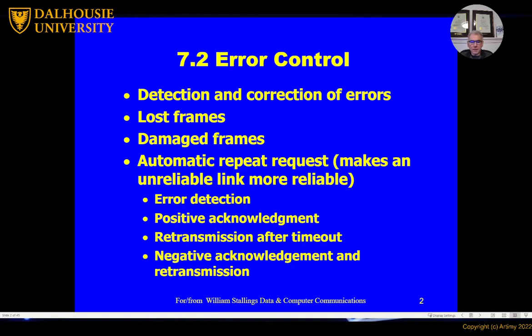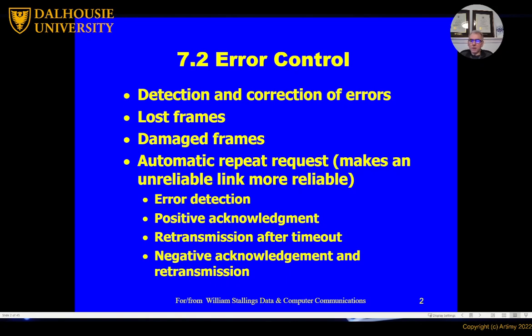If we detect an error, we can send a negative acknowledgement, which means that we detected an error, please resend. Or in some cases, the frame is lost altogether. Of course, the receiver does not receive a frame, so it does not send a retransmission request because it never received any frame.